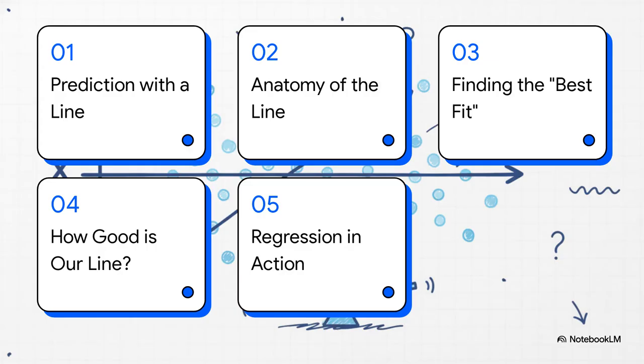So here's how we're going to break it down. First, we'll get the big idea behind predicting with a line. Then we'll look under the hood at the anatomy of that line. After that, we'll figure out how to find the best fit line, see how to grade it, and finally, watch it all come together with a real-world example.